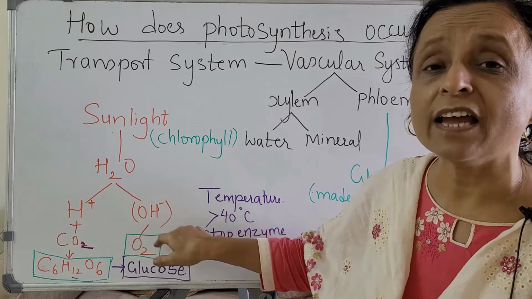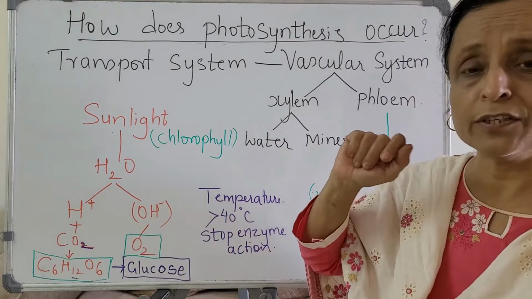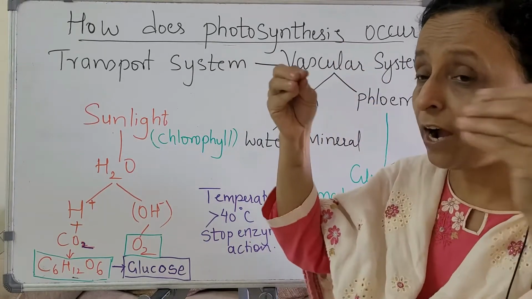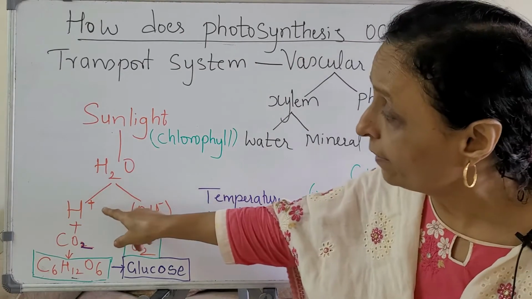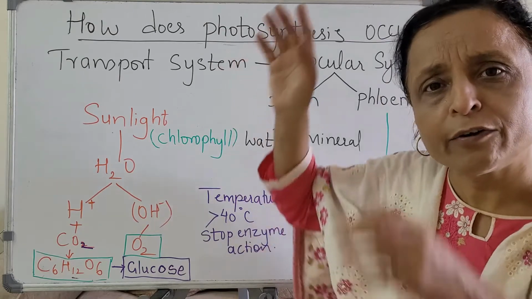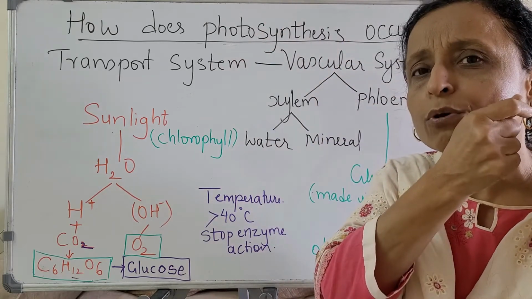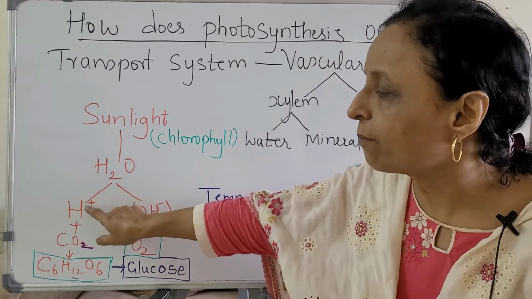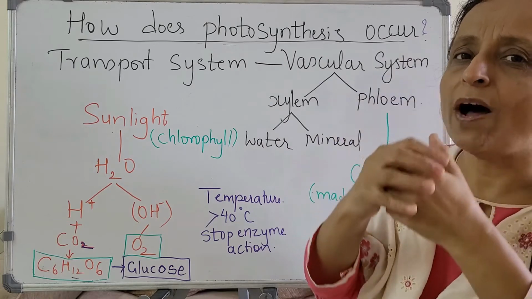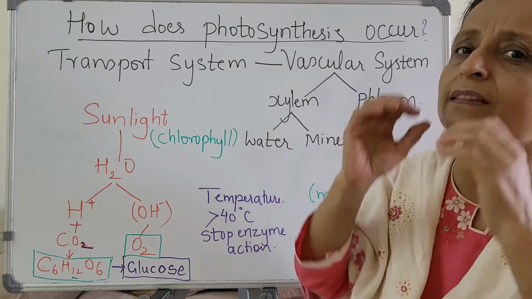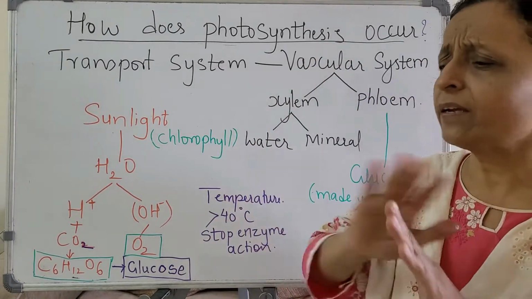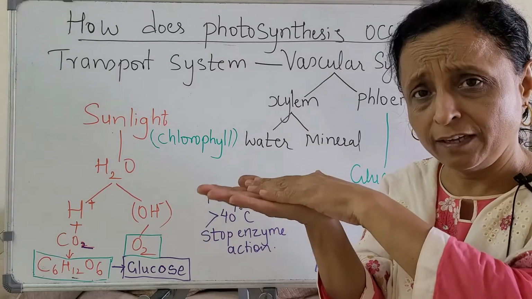These are the end products, glucose and oxygen. So the first step is splitting of water into hydrogen and hydroxyl ion, and oxygen from this hydroxyl will separate and go out as O2, and this carbon dioxide will collect all the hydrogen and will form C6H12O6, that is glucose. Now, this process is happening at a very high speed in the leaf.